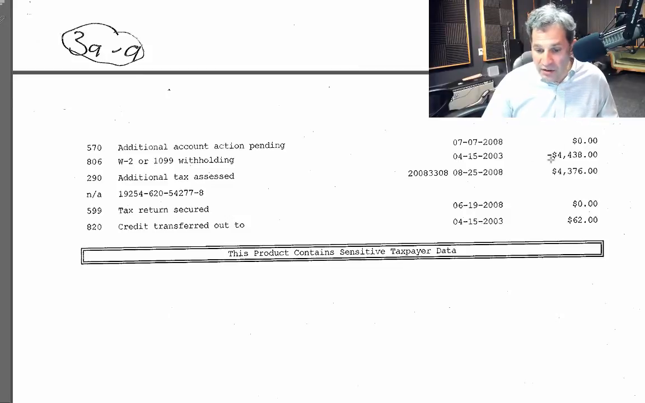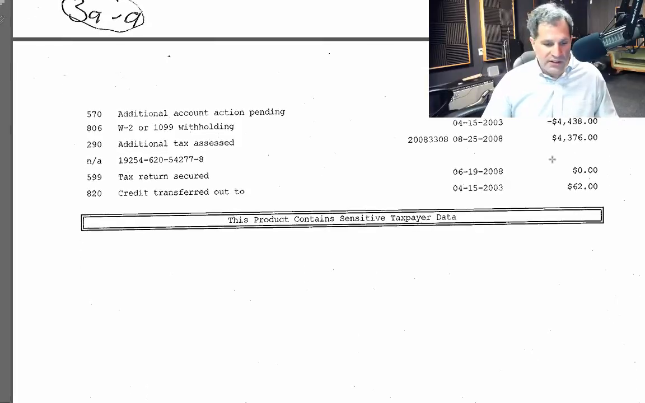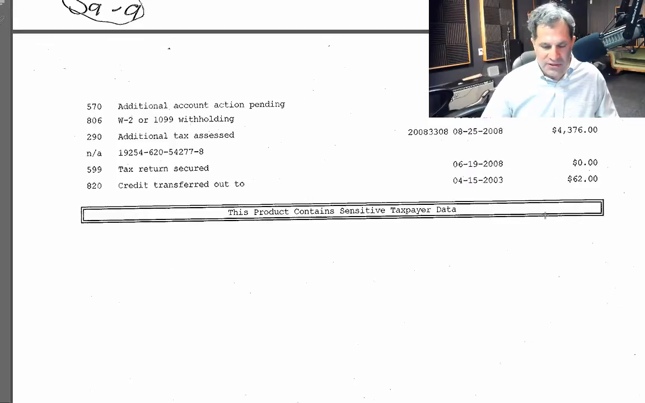The person already withheld this. So guess what? There's actually a refund. Unfortunately, the check doesn't go to the client because they owed money on another year. And so it was transferred out to that other account.